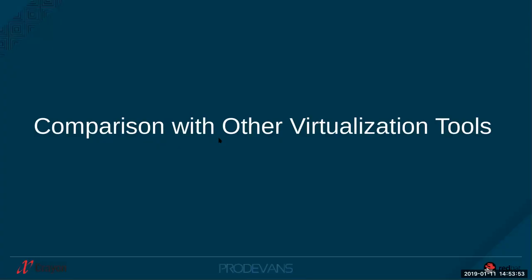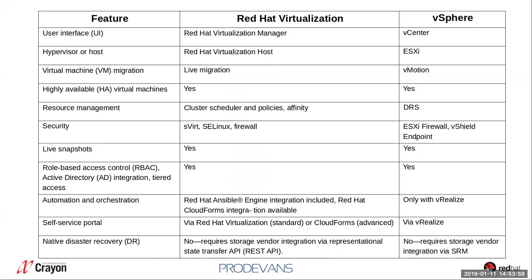Now, the comparison of Red Hat virtualization with vSphere: you can see the user interface. In Red Hat virtualization, you can access the UI using the Red Hat virtualization manager, and in vSphere, you can access it by using vCenter. And as a hypervisor, Red Hat virtualization has a hypervisor host, and in vSphere you can access the ESXi. So both of these are in this virtualization.